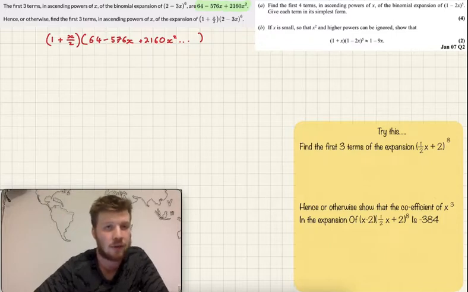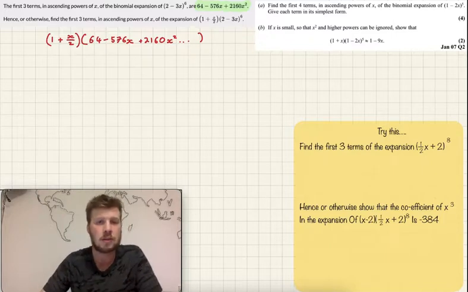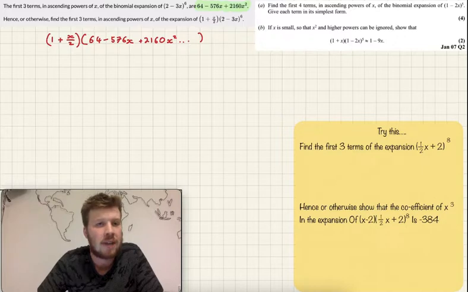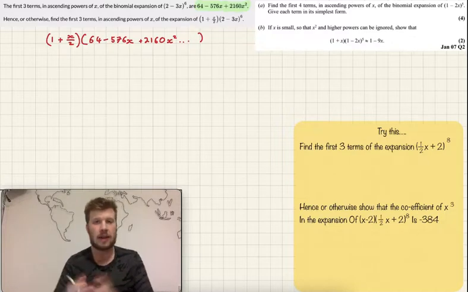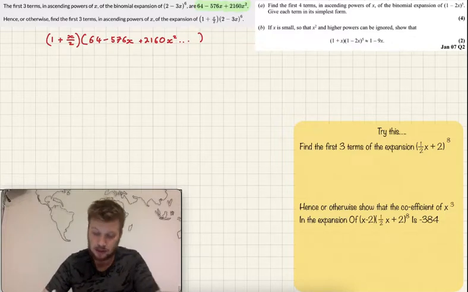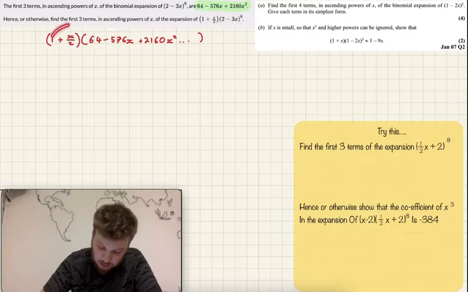I want to find the first three terms. Well, this is going to be a product of the two things, and then if I just want the first three terms, I'm going to have a constant term, a linear term, and a quadratic term. So I only need to go up to the powers of x squared. So how do I do that? Well, I'm just going to multiply through.